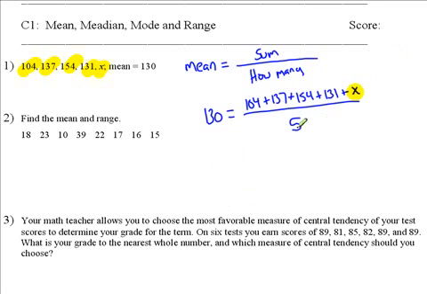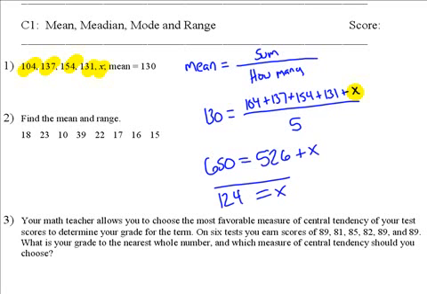So let's go ahead and multiply both sides by 5. 130 times 5 is 650. 650 equals, let's see, if we add the 104, the 137, the 154, and the 131, that turns out to be 526. And I still have the plus x. If I want to get the x by itself, I have to subtract that 526 from both sides. So x would be 124. So the missing value here is 124.